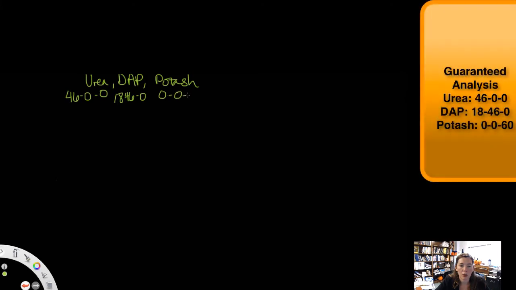So the first thing that we need to start with, if we think about this, we've got urea. We could start with that. We're also using DAP, so maybe we could start with that, or potash. So if we actually look at our nutrient guaranteed analysis, our urea is 46-0-0, our DAP is 18-46-0, and our potash is 0-0-60. Okay, so that's what we're working with.